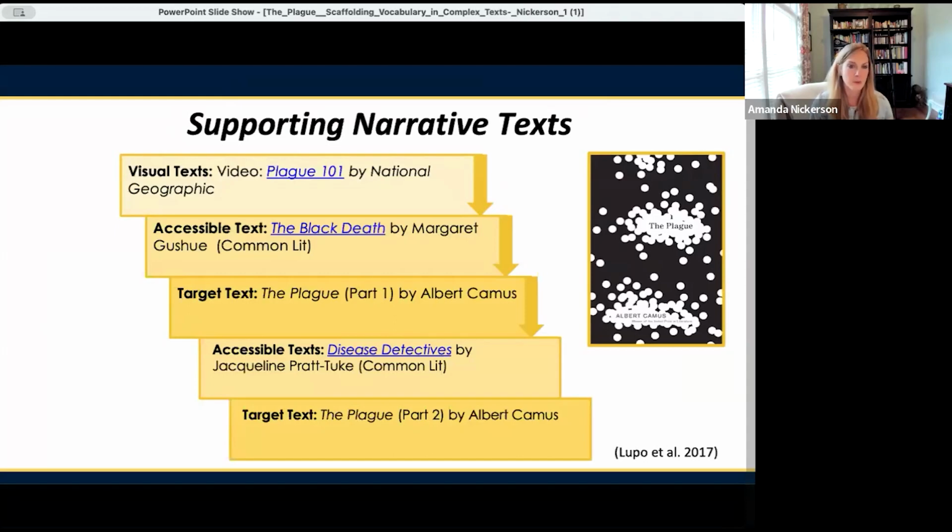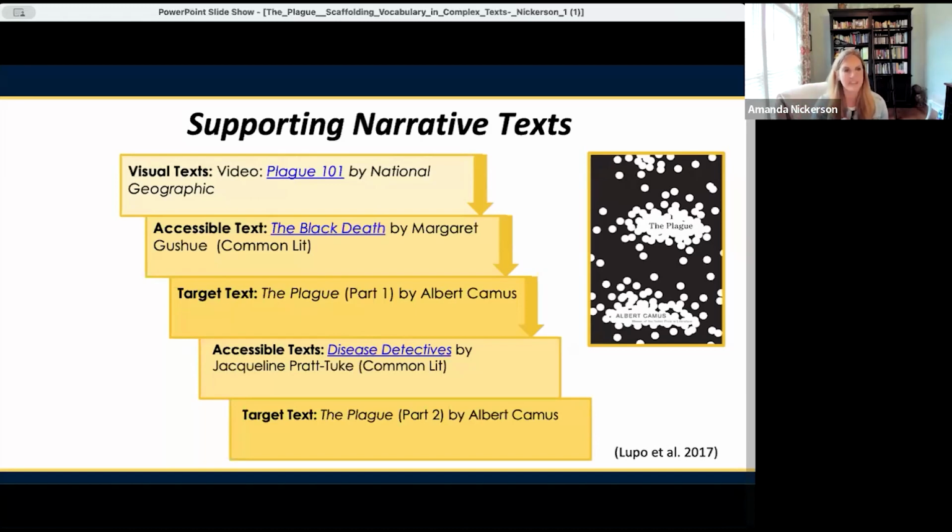staircase texts. So we have visual texts like The Plague 101 by National Geographic. We have accessible texts that are written at a slightly lower level or lower complexity level than our main text that we're trying to read. So we might read something like The Black Death from CommonLit. I might jump into a part of the plague before reading a contemporary article about COVID called Disease Detectives, and then going back into the target text.